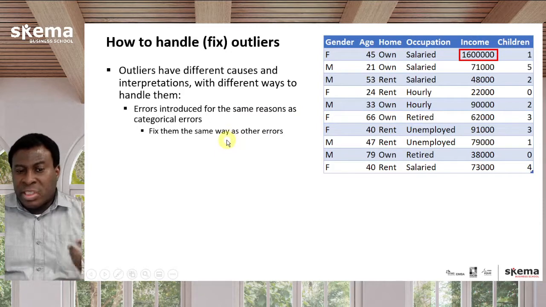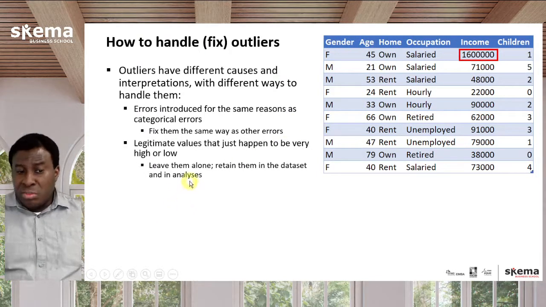They're errors for the same reason as categorical errors. And so it might be just a typo. Maybe someone typed too many zeros. And that's why instead of 16,000 euros, it became 1.6 million euros.